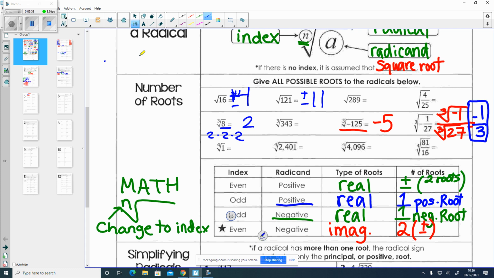Again, on your calculator, you're going to want to make sure under the math button you know where this n root button is. And this n, you're just going to change it to whatever the index is to help you.